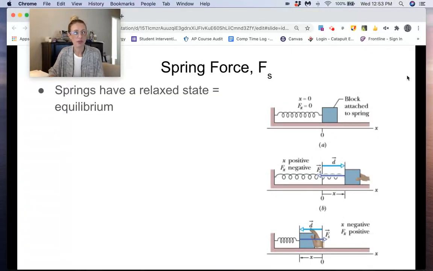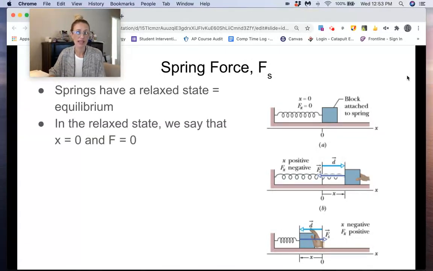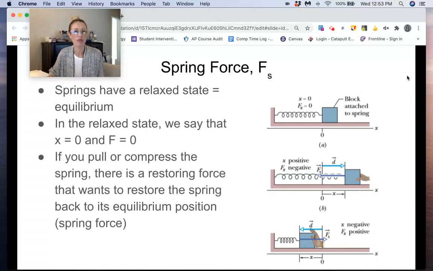So springs, we know, have a relaxed state that we call equilibrium. In that relaxed state, our position from equilibrium equals 0 and the spring force is equal to 0, because that's the state it wants to be in. When there are no forces involved, the spring is at its relaxed equilibrium state. If we then pull or compress that spring, there is a restoring force that wants to restore the spring back to its equilibrium position, and we call this the spring force.